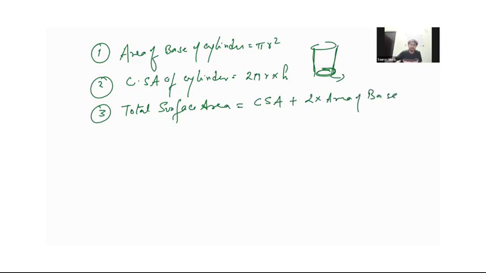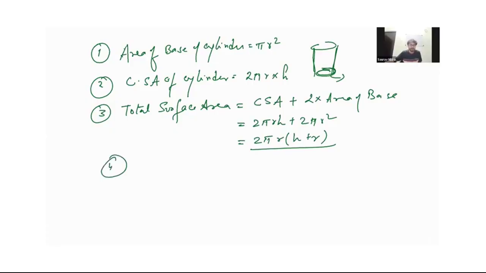So it will be 2 pi r h plus 2 pi r square. Or in short, we can write it as 2 pi r into (h plus r). This we use most frequently.